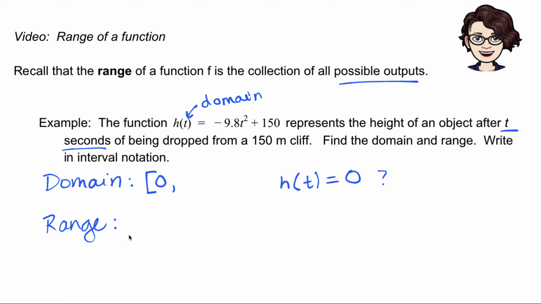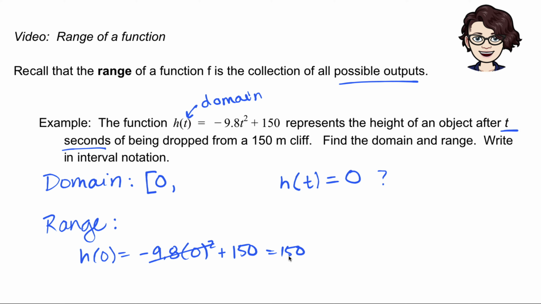So certainly, let's see h of 0, just to see what happens. Right before we let go, what's the height going to be? Well, I can do this algebraically, or you can think in real life: what's the height of the object if you haven't let go of it yet? Well, it's at a 150-meter cliff, so this will give us 150, because this component with 0 is just 150. So the range will include 150 meters.